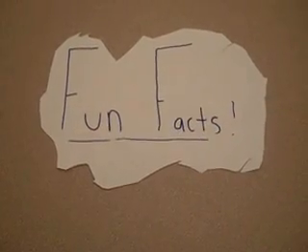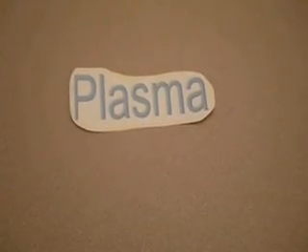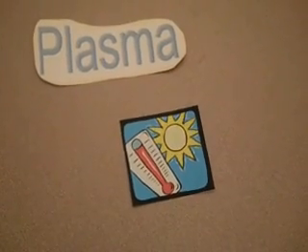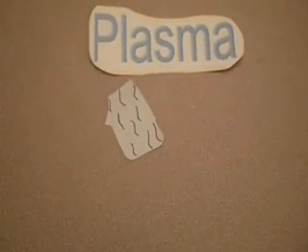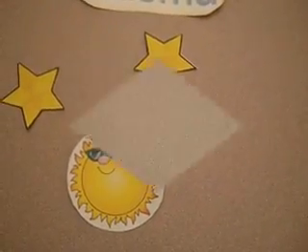Fun facts. Did you know that there's a fourth state of matter? Well, there is. It's called plasma. Plasma is unique because it only exists at high temperatures. Plasma is like gas in a way that it does not have a fixed volume or shape. Plasma exists in the stars and in the sun because it's very hot in the sun and in the stars.